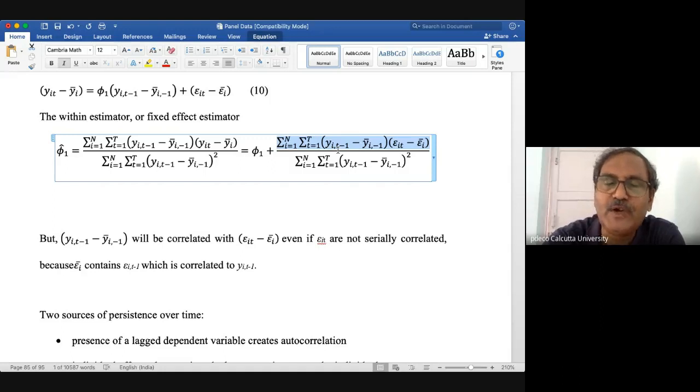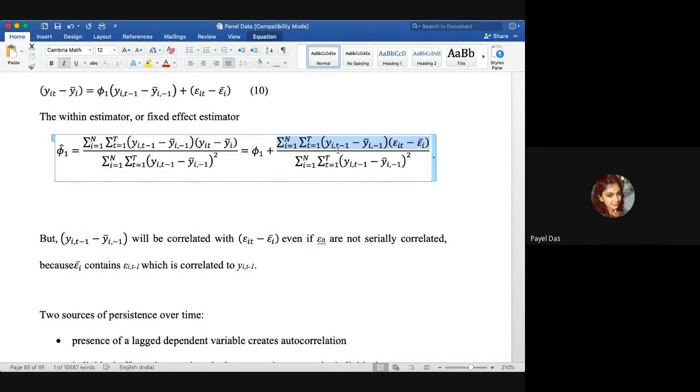So if we apply OLS by taking yt minus 1 as a regressor, the estimated coefficient will not be unbiased as well as consistent. So this is the problem we have to face if we want to estimate a dynamic panel data model. Clear? Yes, sir.